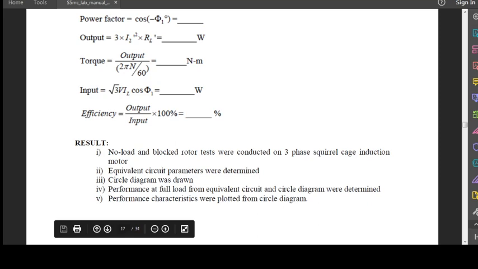After performing all the calculation we got the result that no load and blocked rotor tests are conducted on a 3-phase squirrel cage induction motor. Equivalent circuit parameters are determined. Circle diagram was drawn. Performance at full load from the equivalent circuit and circle diagram were determined. Performance characteristics were plotted from the circle diagram. This is a wonderful experiment for your machines lab.